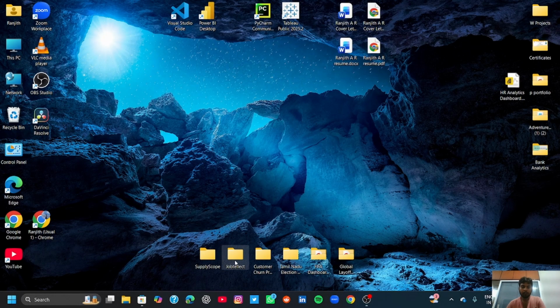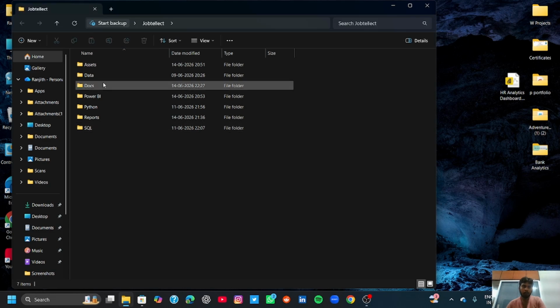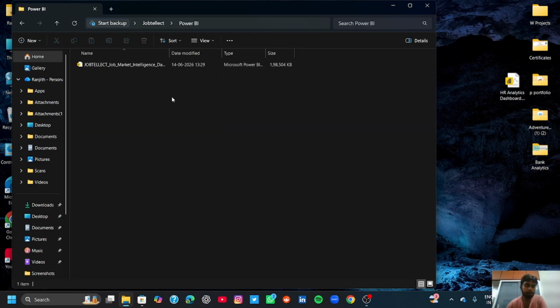Come, let's go over the Power BI dashboard. So as we can see here, this is the JOBTELLECT folder. Here we can see various folders like assets, data, docs, Power BI, Python, reports, and SQL, which I have personally made. So let's start from Power BI here.